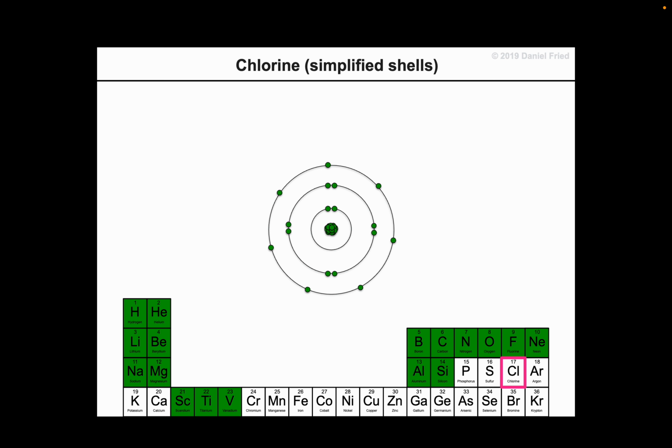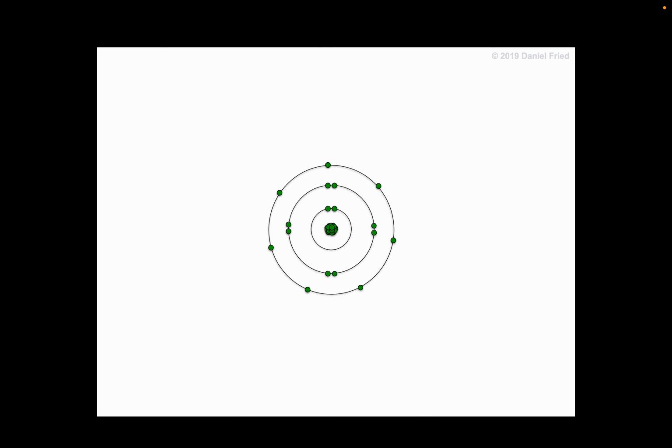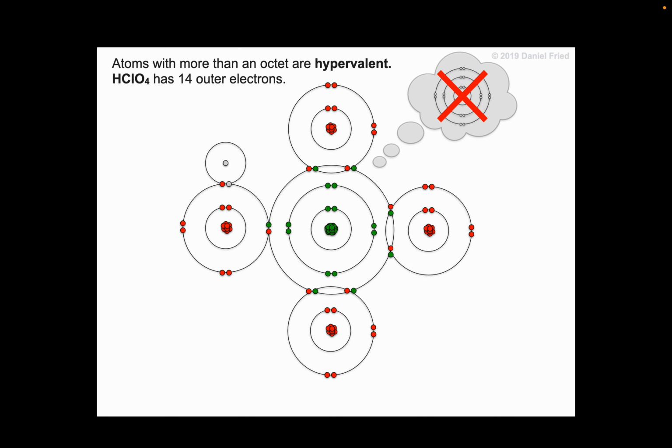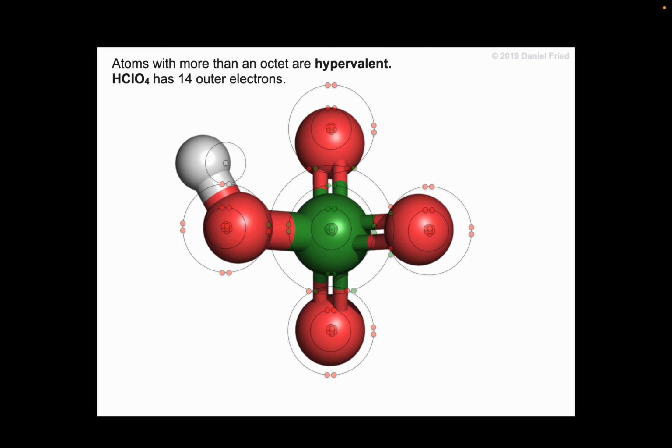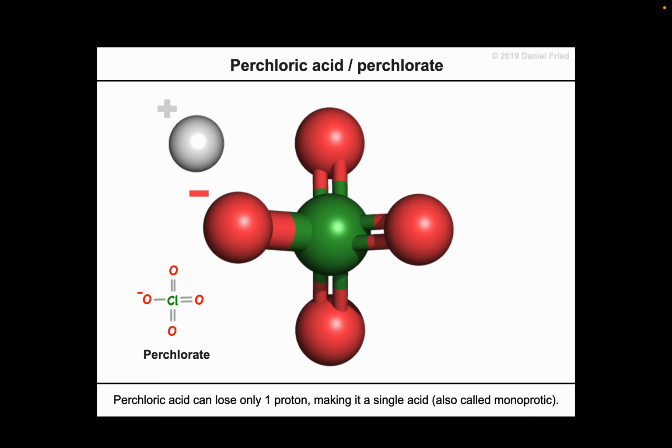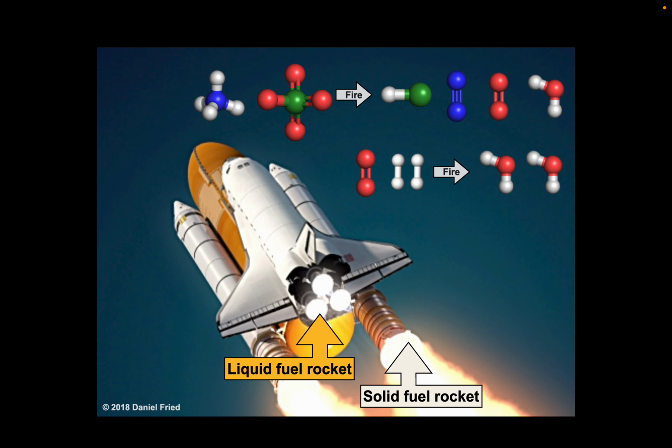The electrons can literally go there. Oh my god, this is seriously complicated. Here we go. This is perchloric acid, 14 electrons. What? Oh my god, we're getting mixed up. And they can have a negative charge. It can lose 1 proton, making a single acid.